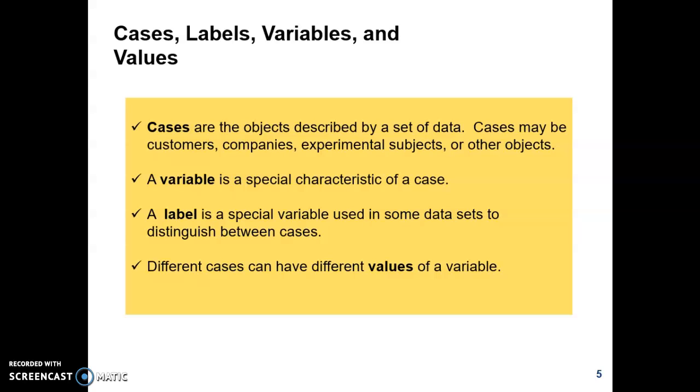So the cases are the things you're actually looking at. Like if I do a case study on medicine, I'm looking at a bunch of patients typically. But it may be customers, it may be companies, it may be schools, things like that. The variables are a characteristic of a case. So if I look at patients, I might look at their weight, their age, their gender, their race, things like that. If I look at schools, I might look at whether it's rural, urban, suburban. A label is a special variable used in some data sets, but not all, to distinguish between cases. A common example is customer number. So different cases, like two different patients, can have different values for a variable, different ages, for instance.